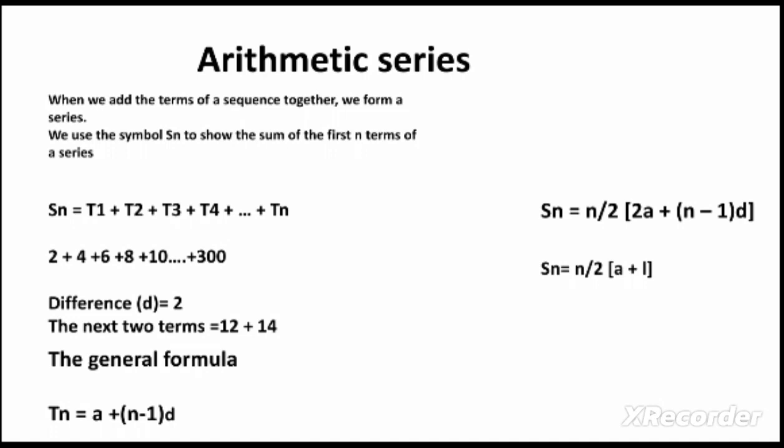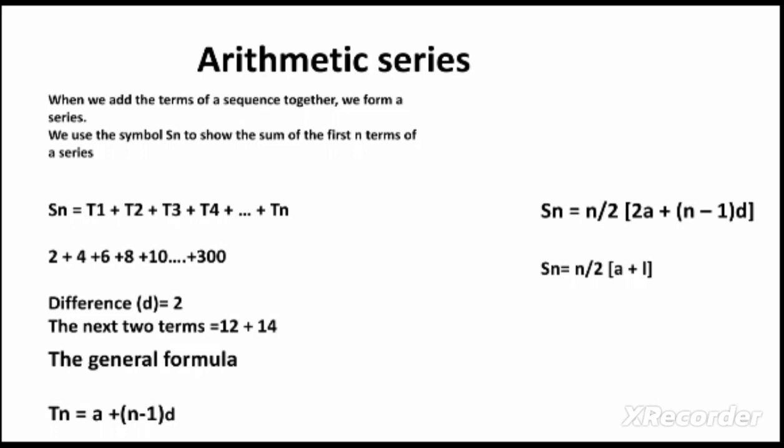So we also treat an arithmetic series like an arithmetic sequence. We get the difference the same way we get the difference in an arithmetic sequence. 4 minus 2, that is 2. 6 minus 4, that is 2. 8 minus 6, that is 2. As you can see, here it's even numbers, hence 300 is also an even number. So the difference is 2. Now the next 2 terms after 10: you add 2, that is 12. You add 2 to 12, you get 14. That's how you get the next 2 terms, the same way you get them in an arithmetic sequence.